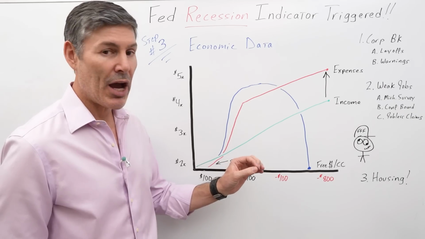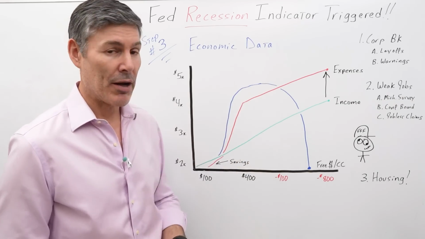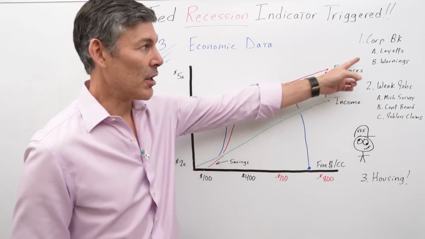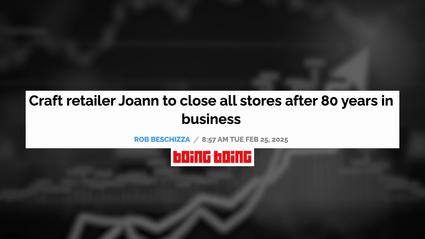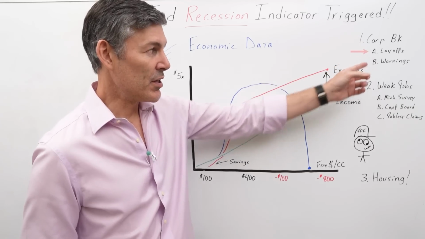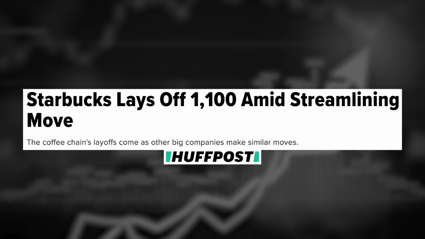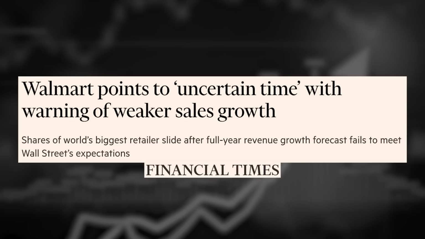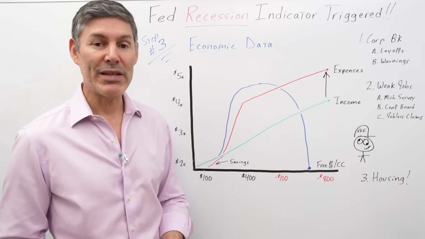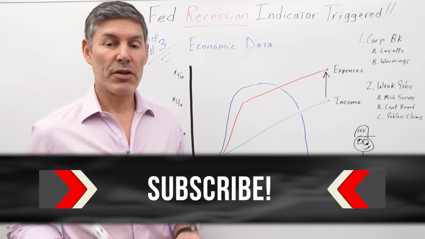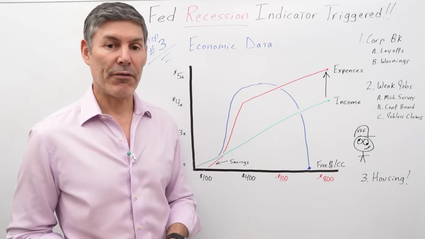But unfortunately, now we have to look at that underlying economic data. And we are seeing a lot of corporate bankruptcies. Just the other day, we talked about this on a video, where Joann Etc. is closing all 800 stores. And it's not just Joann Etc. We see Starbucks laying off over 1,000 workers. We see warnings from companies like Walmart and McDonald's that are a direct reflection of what is happening with the consumer. So the bottom line is it's very unlikely for Fred to go out there and get a job that's paying him a lot more than the one he currently has.